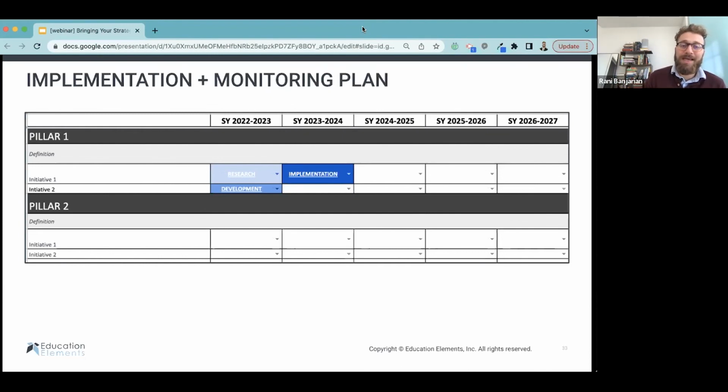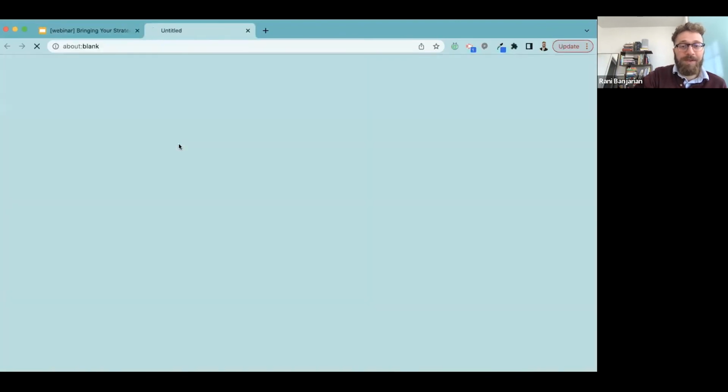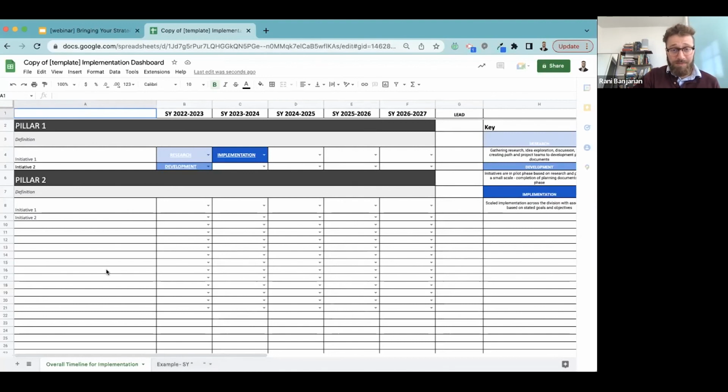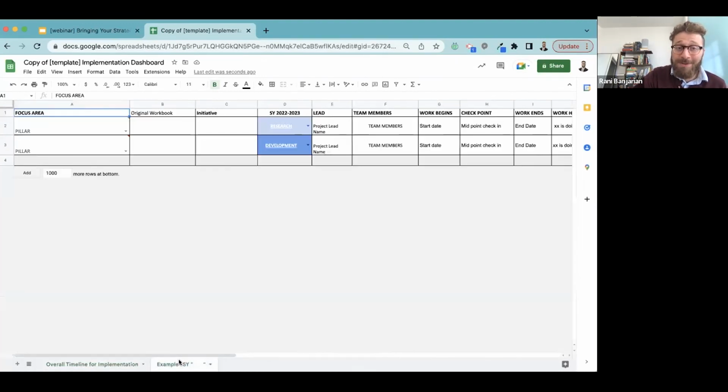And then you'll see in the template itself, you'll see examples of a tab at the bottom where you can actually create tabs for each school year. So there's an overall tab, and then there's a tab for each school year. So in school year 22-23, these are just the initiatives that are going to be implemented. And actually, it might be helpful to give you a quick visual. So it looks like this. And again, this is a copy. You can create your own copy and do with it as you will.